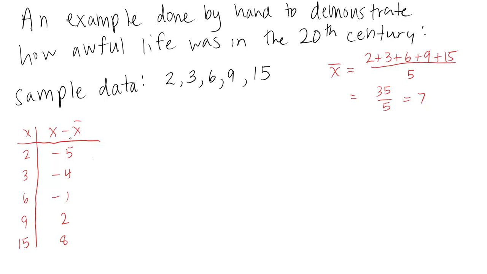We call these the 5 deviations from the mean. These represent signed distances from the mean. Signed because some are negative and some are positive. A negative distance here tells us that you're to the left of the mean, and a positive distance tells us that you're to the right of the mean.